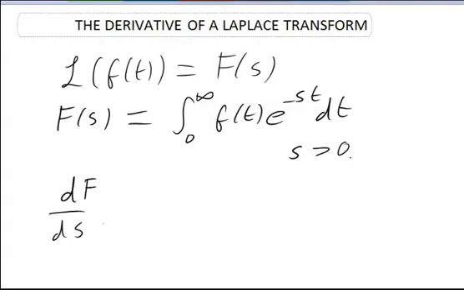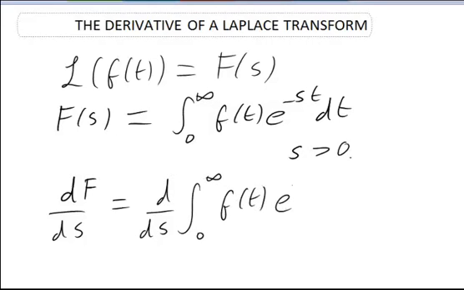dF by ds would have to be the same as d by ds acting on the integral from 0 to infinity, f of t, e to the minus st dt. Now t and s are completely independent objects, so it's quite possible to sneak the d by ds through the integral sign without it getting noticed. The only place where the d by ds is going to have an effect is when it meets something depending on s.